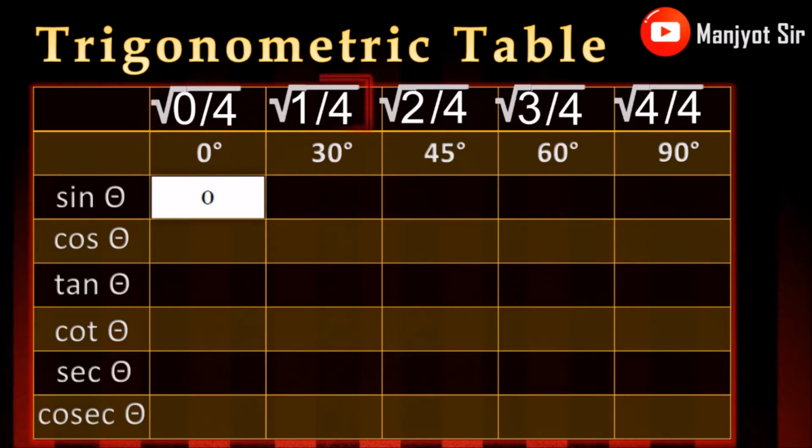Next term. If you observe next term, it is 1 by 4. We cannot cancel it further. So, we'll directly take square root. Square root of 1 will be 1. Square root of 4 will be 2. So, this value comes out to be 1 by 2. So, sine 30 is 1 by 2.